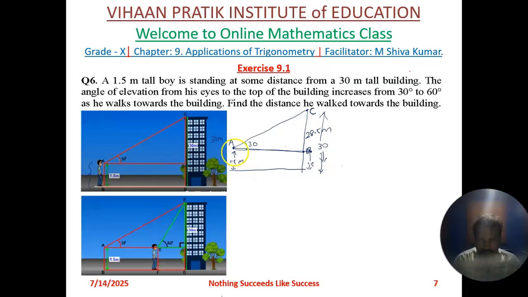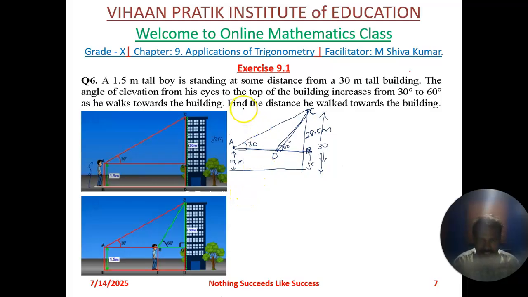Okay. Now what this boy will do, he will walk for some time, and at this point he tries to look again to the top of the tower. When he looks at the top of the tower, the angle changes to 60 degrees. The angle is increasing. So he has walked a distance from A to some point, we call it point D. So he has walked from A to D. The angle now becomes 60 degrees.